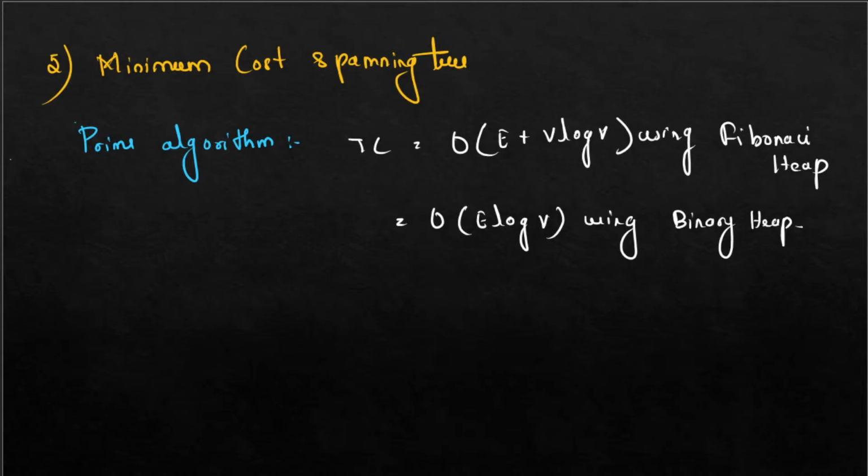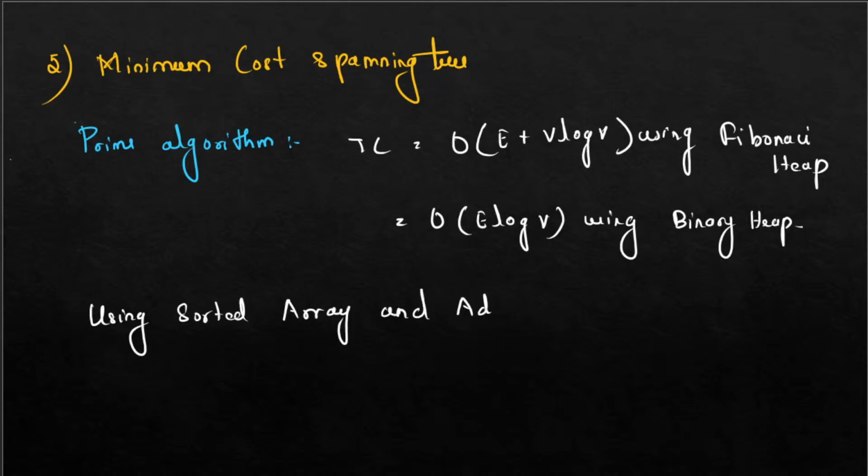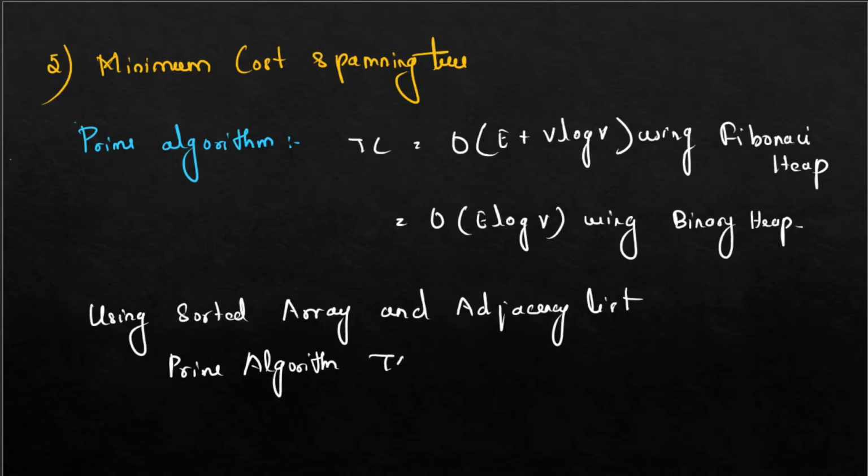Okay. Now using a sorted array and adjacency list, Prim's algorithm time complexity is big O of E times V.